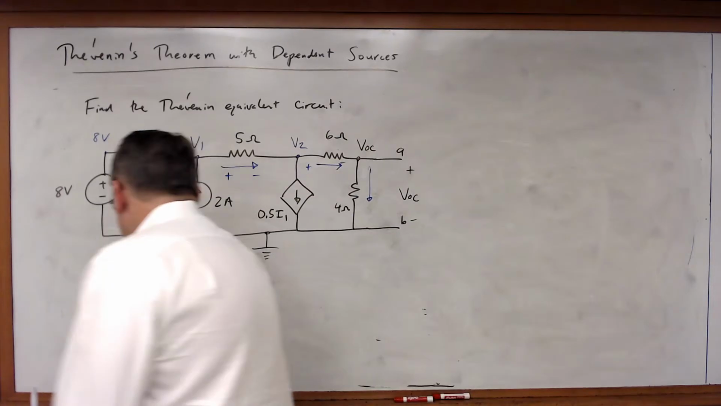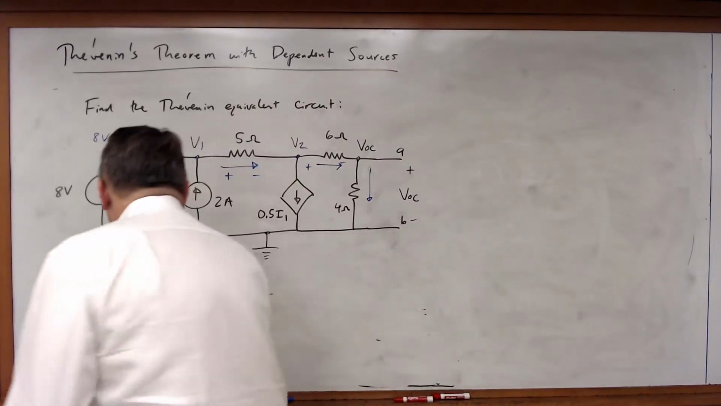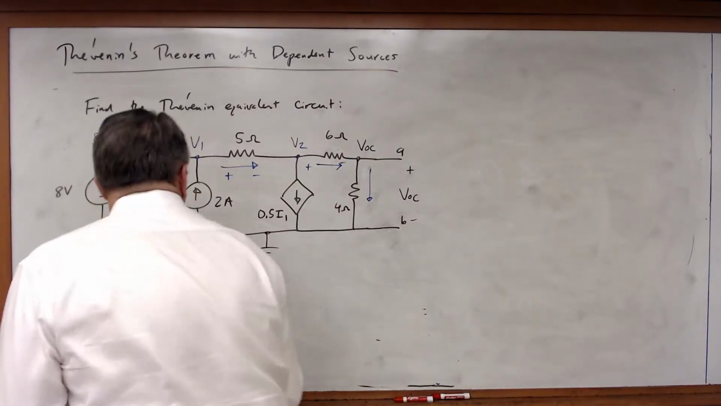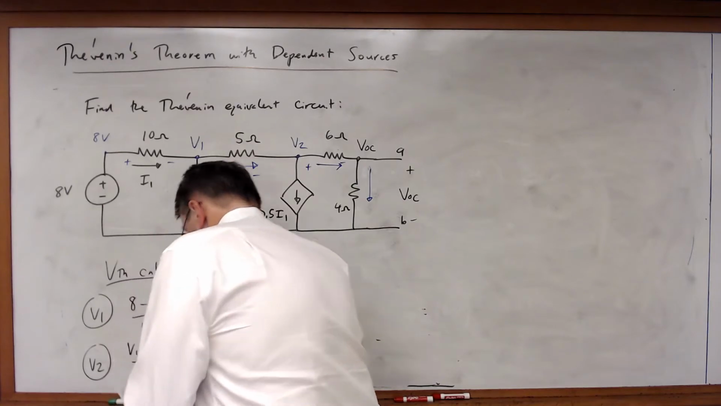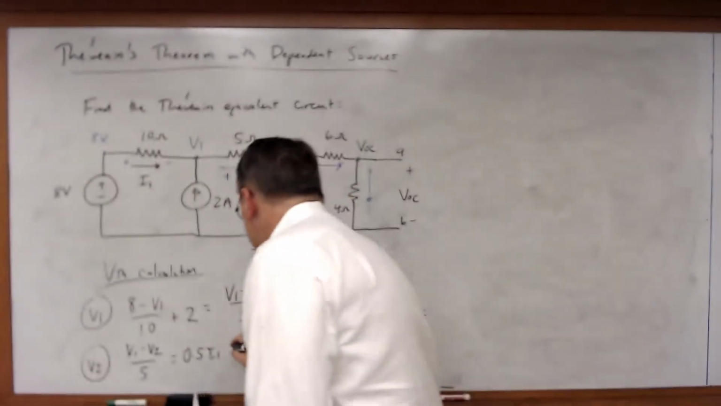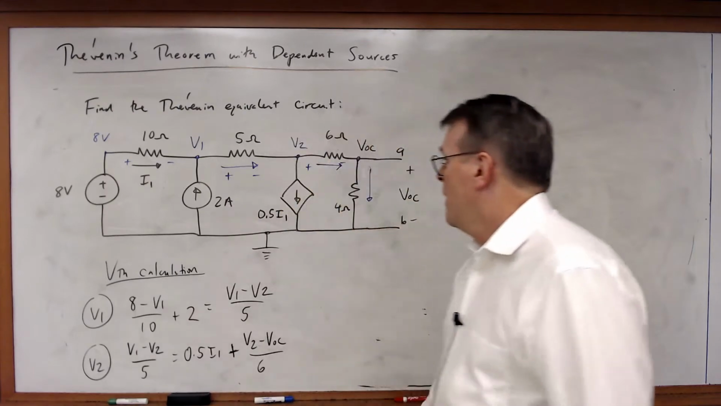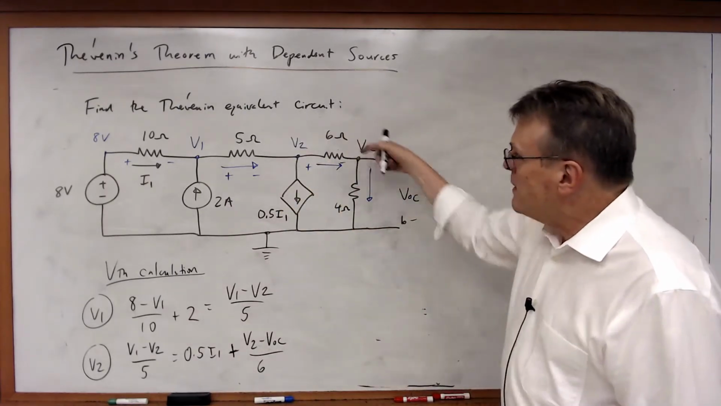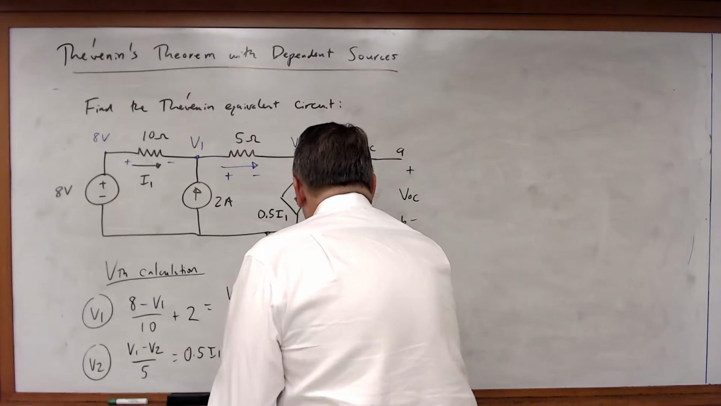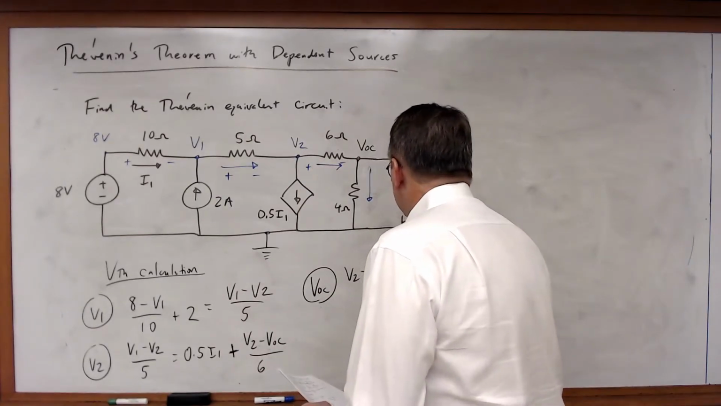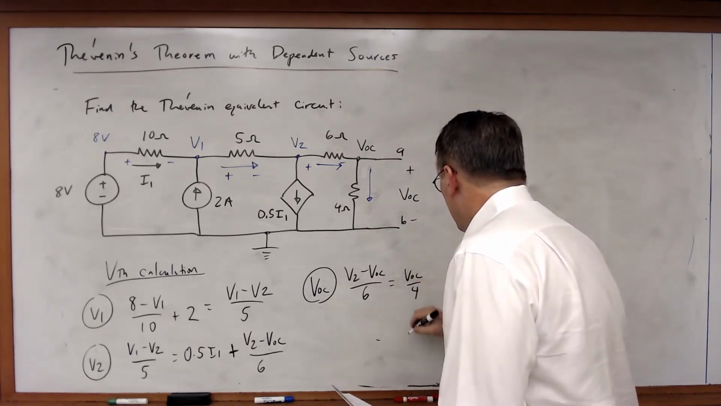For my V2 node, I've got (V1 minus V2) over 5 going in is equal to 0.5 I1 going out plus (V2 minus VOC) over 6. And then my VOC node. Again, this is a non-essential node, but I need to know VOC, so I'm going to include a KCL equation for it. So (V2 minus VOC) over 6 must be equal to VOC over 4.